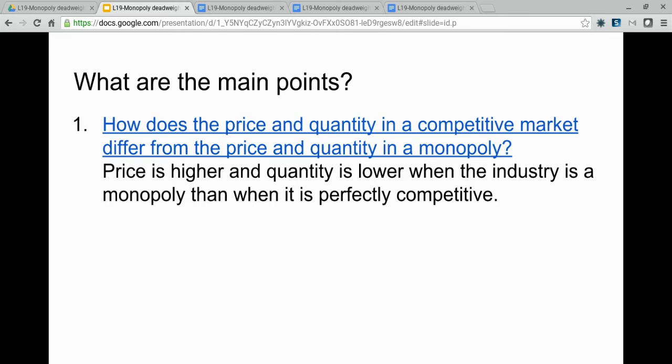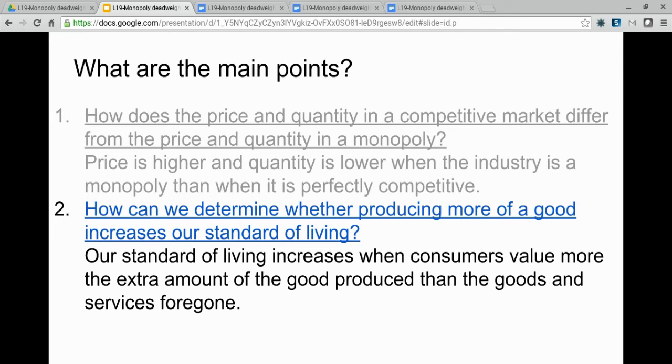The analysis has 10 main points. Price is higher and quantity is lower when the industry is a monopoly than when it is perfectly competitive. Our standard of living increases when consumers value more the extra amount of a good produced than the goods and services foregone.